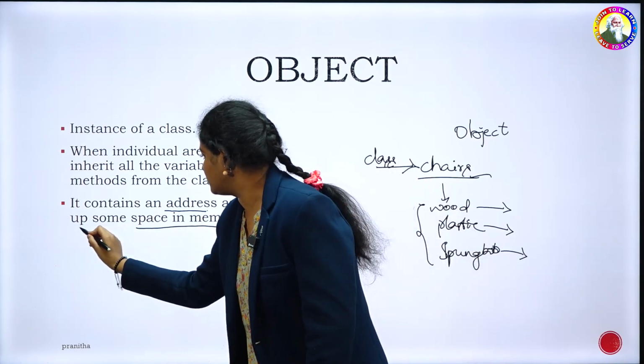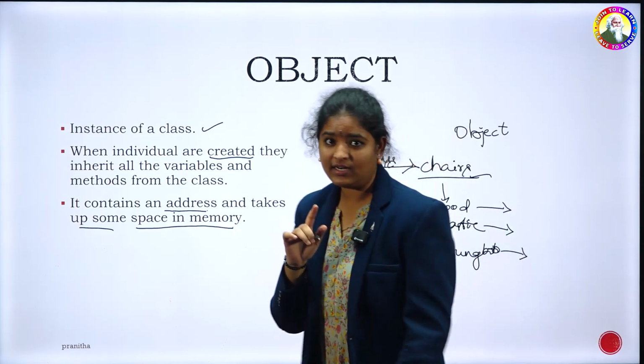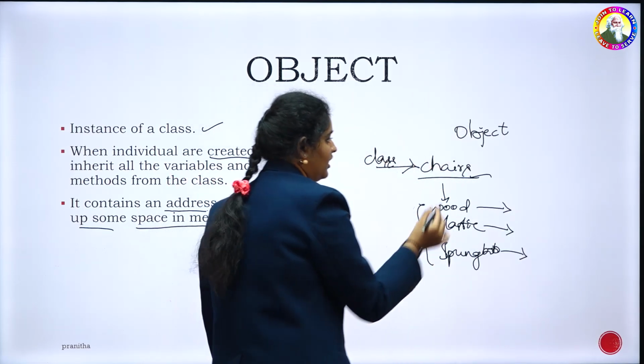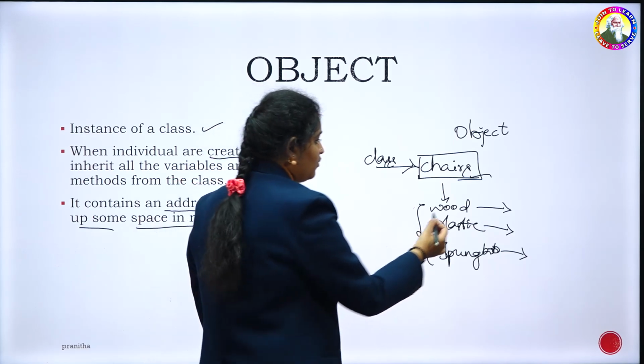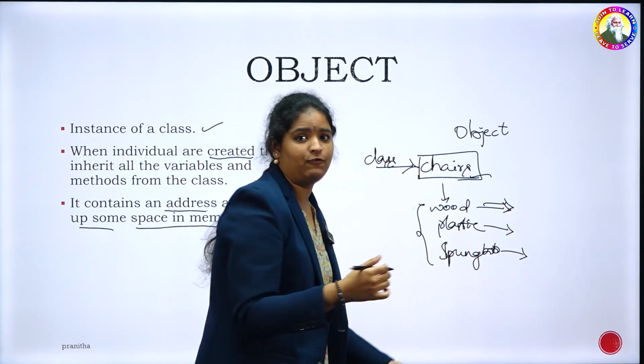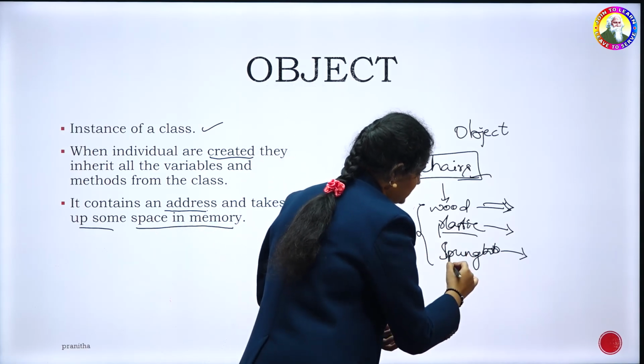It takes some space. What type of space? In a class, I have already said, a class doesn't take any space. If you see, chair is a model. What type of chair does it take? Wood chairs. How much space does it contain? If you take one wood chair, how much space does it take? In the same way, plastic, sponge.